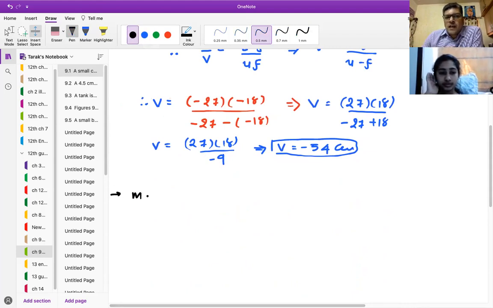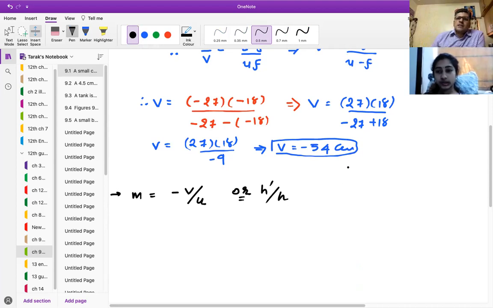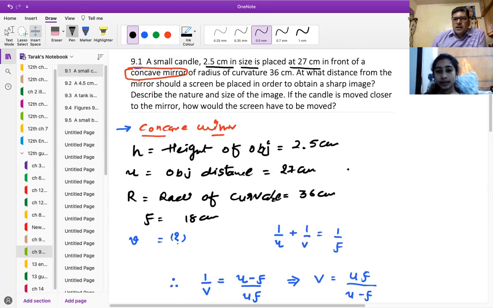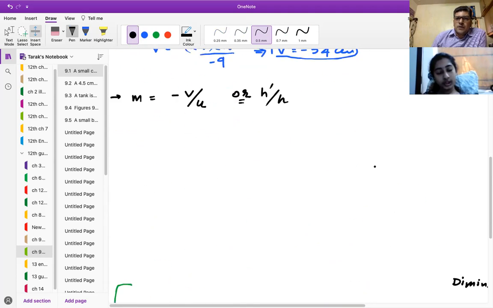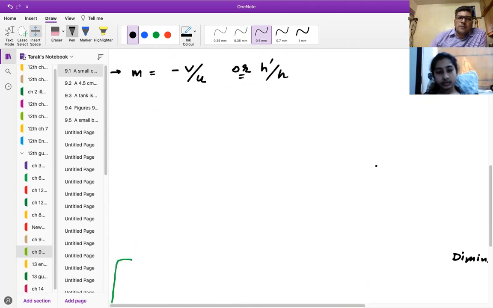But magnification has two equations. One is m equals minus v by u, and the other is m equals h dash by h. Here h dash is the height of my image, but no height of the image has been mentioned to us. Either they give the value of magnification or the image height. They haven't, so the only option left is minus v by u. So I'm just putting that value.